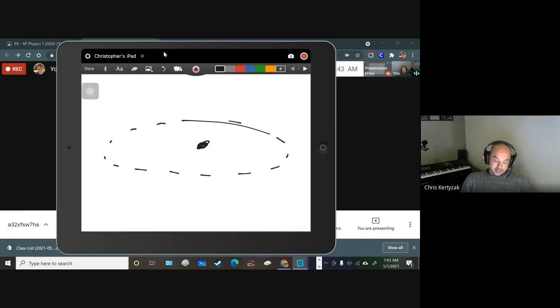So Kepler's laws now. This would be on a comet. We call these elliptic paths.